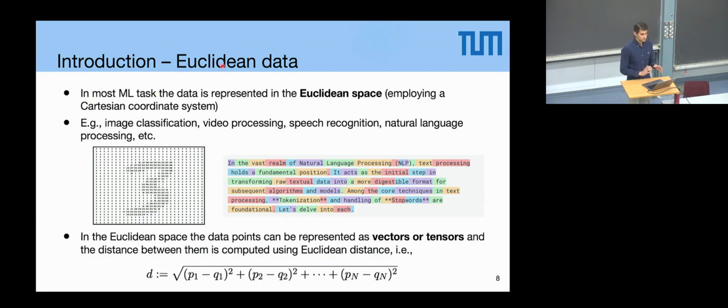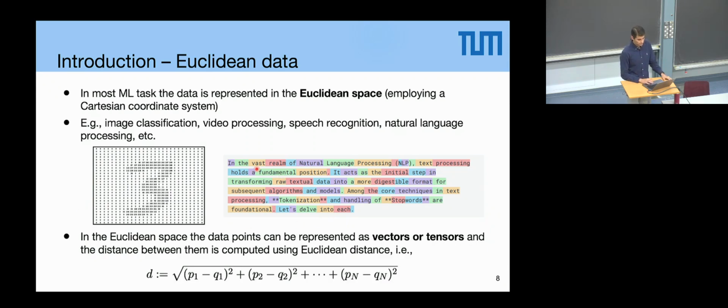So in most machine learning tasks so far, for instance, in the exercises that you have been doing before, we are working with data that is given in the Euclidean space. This means that we can represent or store the data using tensors. For instance, if we have an image, we will have a three-dimensional tensor with one dimension for the width, another dimension for the height, and another dimension for the color channel.